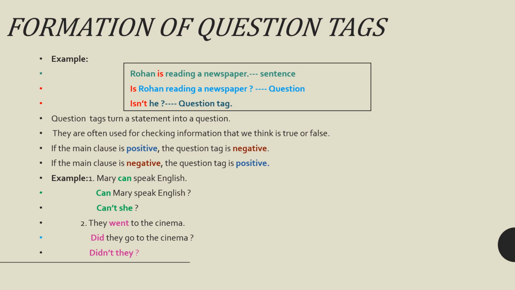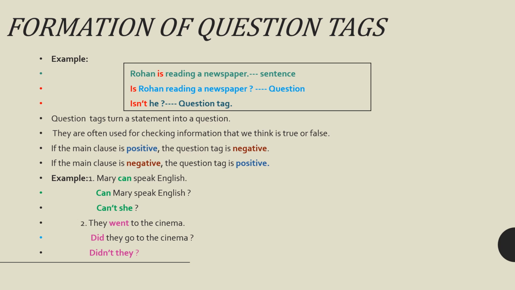Question tags turn a statement into a question. They are often used for checking information that we think is true or false. If the main clause is positive, the question tag is negative. In the above example, "Rohan is reading a newspaper," this clause is positive. So a negative question tag is made, "isn't he?" If the main clause is negative, then the question tag is positive.